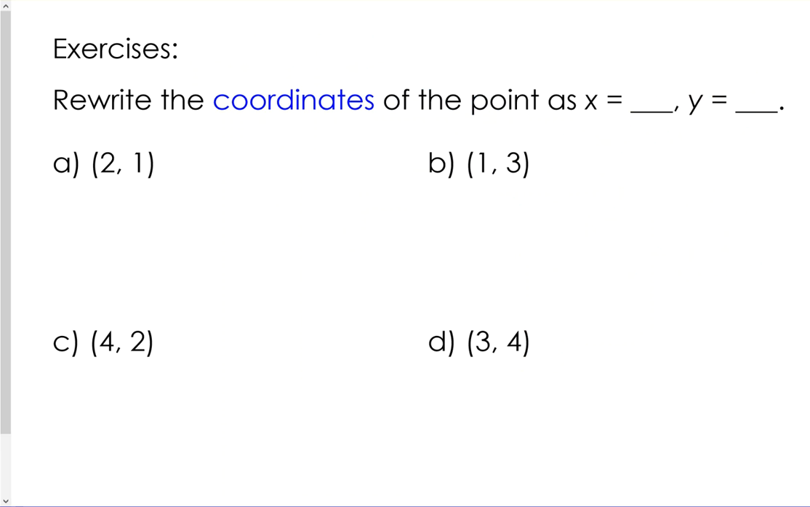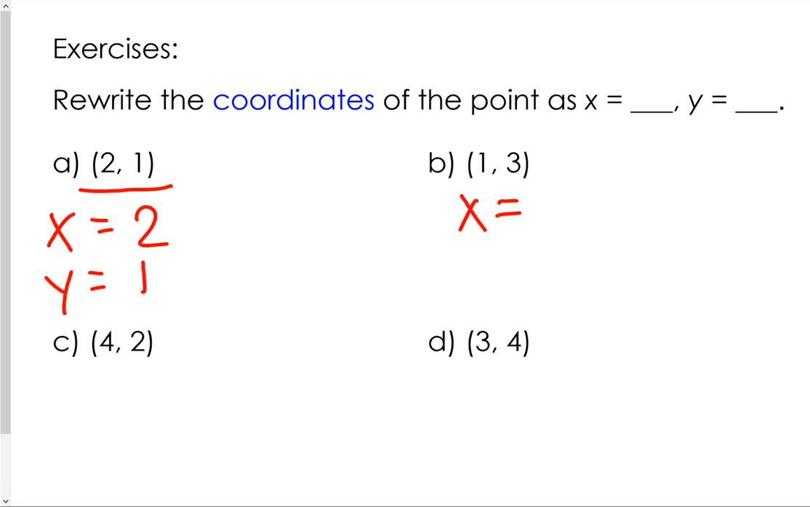On your whiteboard, rewrite the coordinates of the point as x equals and y equals. We'll do the first one together. In the ordered pair 2, 1, we can write x equals 2, y equals 1. You try B, C, and D. Pause the video and record your answers. Check your answers now.